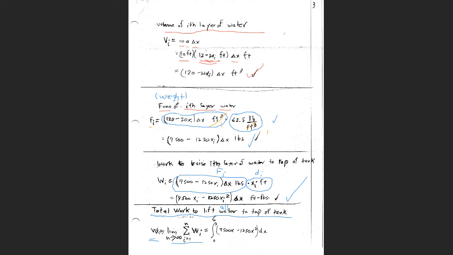Well, of course, the approximation will get better and better as we take more layers. So if we let n go to infinity, we get the integral. We get the work, and this is the exact value of the work. The work equals the integral from 0 to 6 of 7,500x minus 1,250x squared dx.